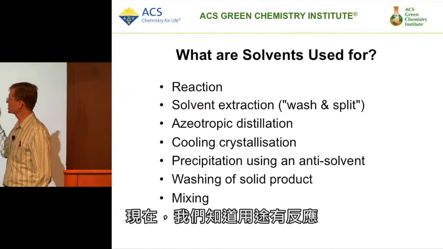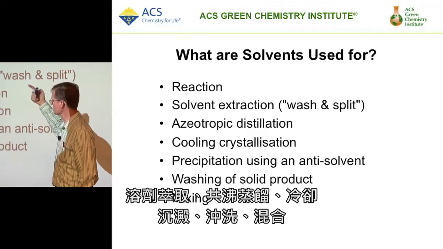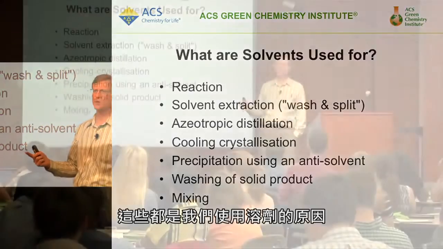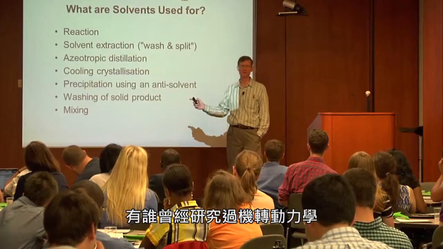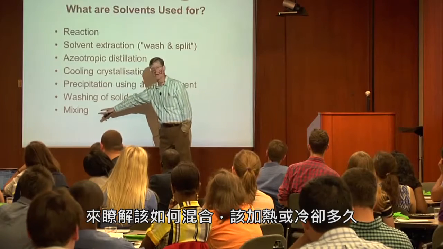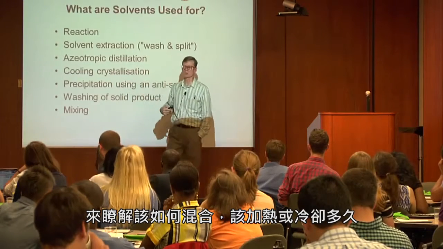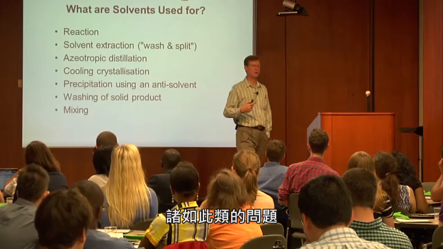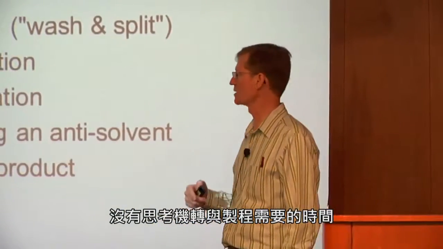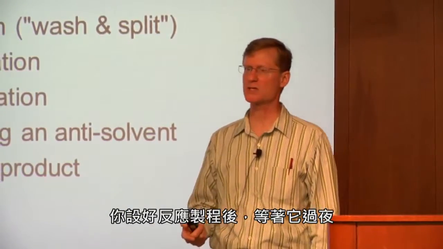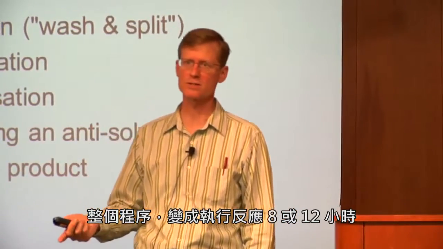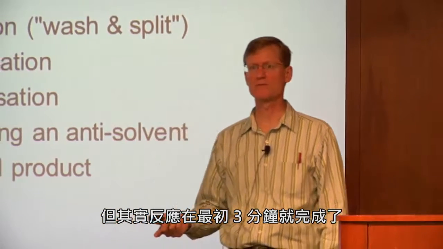So we know that they're used for reactions, for solvent extractions, azeotropic distillations, cooling, precipitation, washing, mixing. All those things, that's why we use solvents. But again, the question is, how many of you look at mechanistic kinetics to understand how you have to mix it, how long you have to heat or cool, and so on and so forth? Very few of you. You just run the protocol. You don't think about the mechanism and how long things take. You set the reaction up, you run it overnight, so the protocol becomes we ran the reaction for 8 hours or 12 hours, when it actually was done in the first 3 minutes.